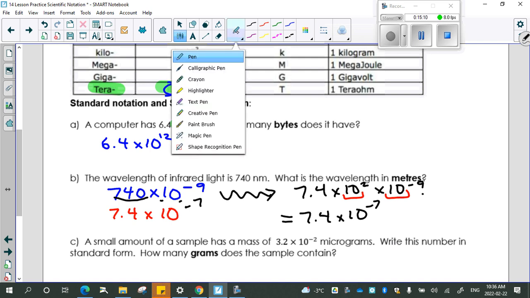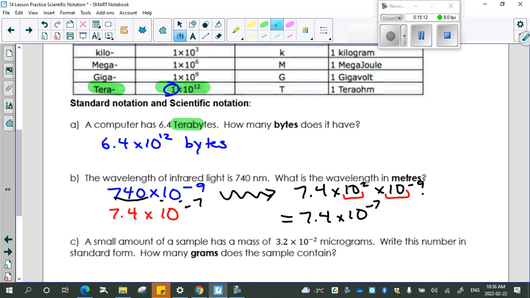And these have the same base. So when you multiply powers with the same base, you keep the base the same and you add the exponents, 2 and negative 9. And that gives you negative 7. So that's going to be in nanometers. So you need a little measurement in there. Nanometers.